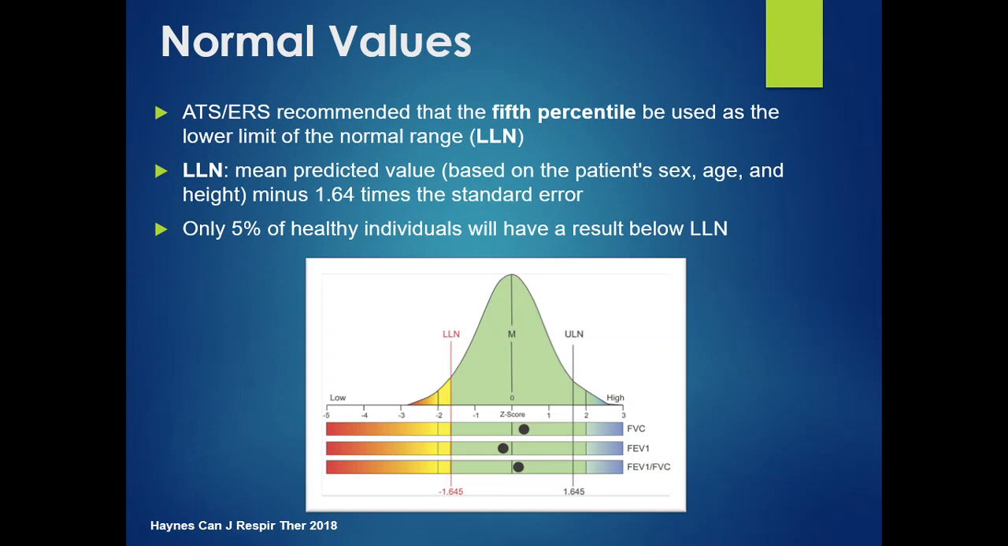Another way that the American Thoracic Society and European Respiratory Society look at the normal values of the lung function, they use the 5th percentile as the lower limit of normal range for these values. So they call it the lower limit of normal. Lower limit of normal is the mean predicted value based on the patient gender, age and height, minus 1.645 times the standard error. So if the patient is below this number, it is considered abnormal.